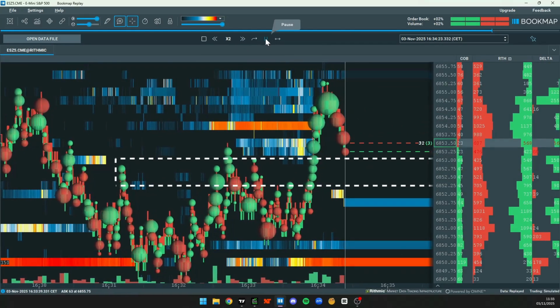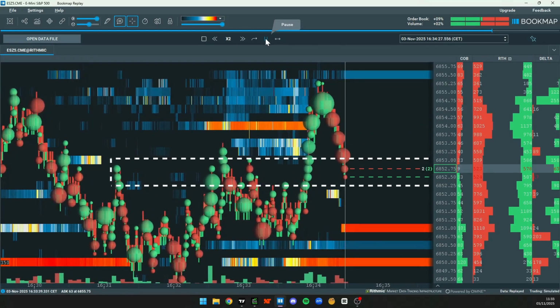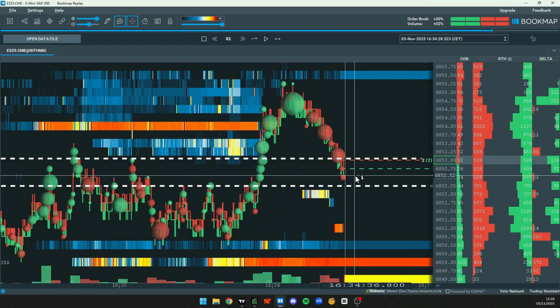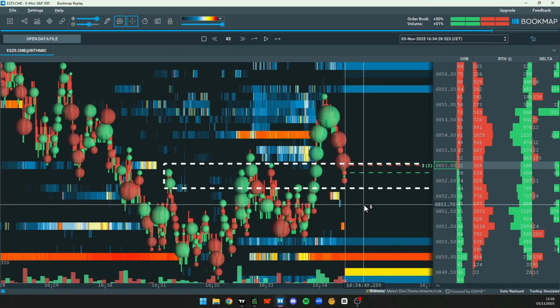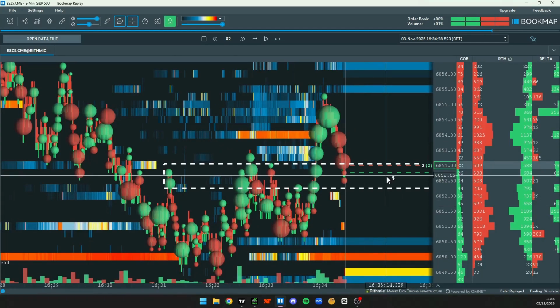Okay, so price is coming down. You can see there was some aggressive selling here, but then look at this. Look at these tiny red bubbles. Okay, so if you like to put on risk now, this is something that you can do, or you can also just wait for some buyers to step in.